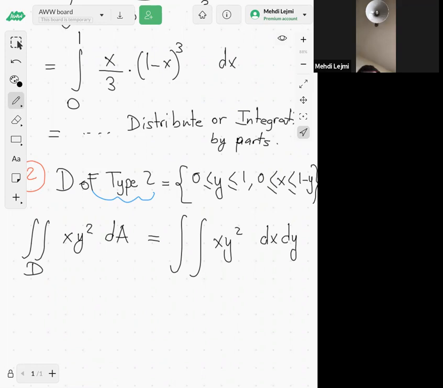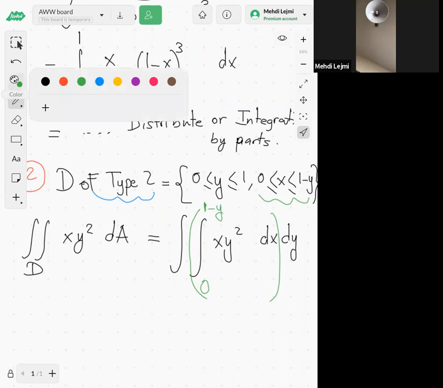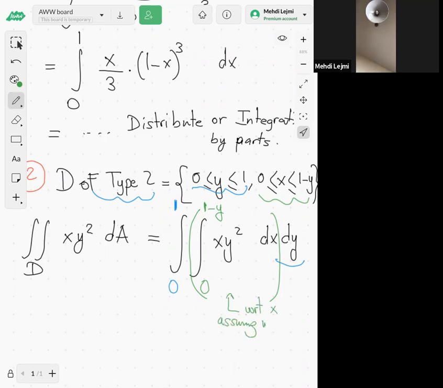So then we integrate with respect to x first, so your x is between 0 and 1 minus y. So here's 0 and 1 minus y. And then you integrate with respect to y, so your y is between 0 and 1. So here's my 0 and 1. So you integrate with respect to x first, assuming y to be constant.